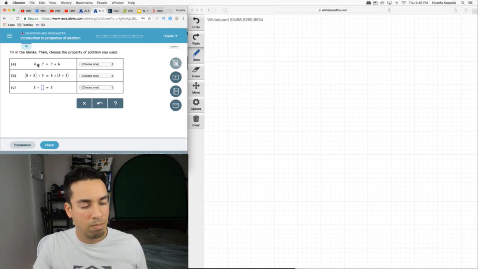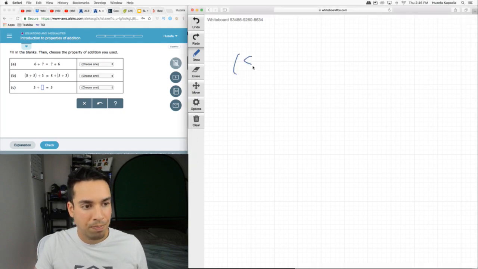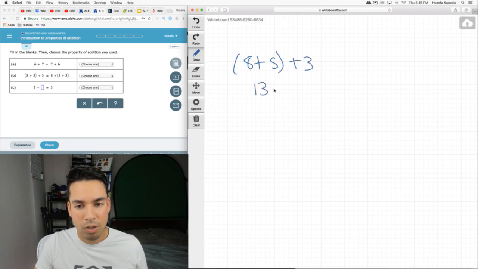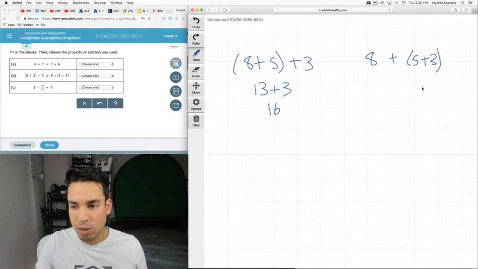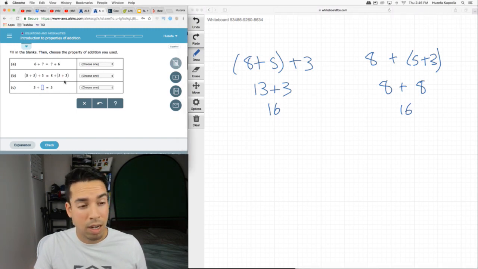Now this one is obvious. This one, if we actually carried out the arithmetic, 8 plus 5, if we do that first, is 13. Then plus 3 is 16. And on the other side, it's got to be 8 plus 5 plus 3. 5 plus 3 we do first, which is 8. And this has got to be an 8 to give us 16 to make these equal statements. And then 3 plus what equals 3? It's got to be 0.